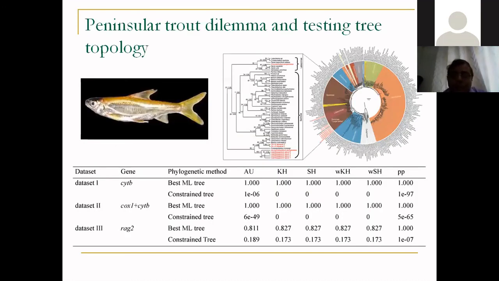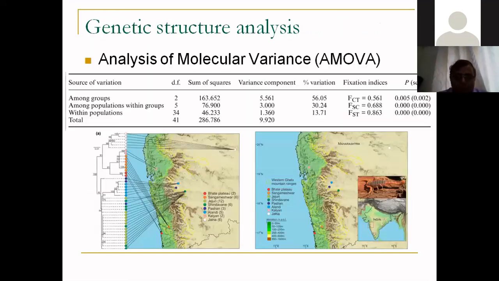Now, such kind of analysis we have used for one of our papers. Those who are interested can go and have a look at them. So I talked about this peninsular trout dilemma. Here we showed that this organism, which we used to call a trout in the Periyar River, is not a trout at all. It is not related to trouts or schizothoracine fishes which are found in the Himalayas. To prove that, we used such topology tests. We tried to check whether it is possible that this organism is related to schizothoracine fishes when our ML tree shows that it is related to barbs. So you can create alternate topologies and check their significance.